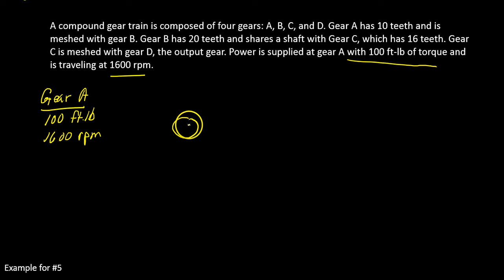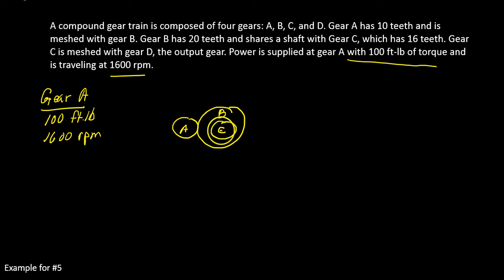So here's gear A. Gear B now is meshed with A, and it's much bigger. So I'm going to try to do this and make it look like it makes sense. So here's B. But now we know gear B has 20 teeth, and it shares a shaft with gear C. So how would we do that? Well, if it's sharing a shaft, then we know C has to be here, because the shaft is running through both gears at this point. That's how it shares it.